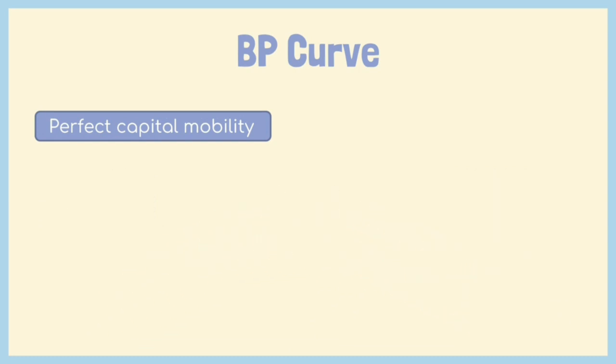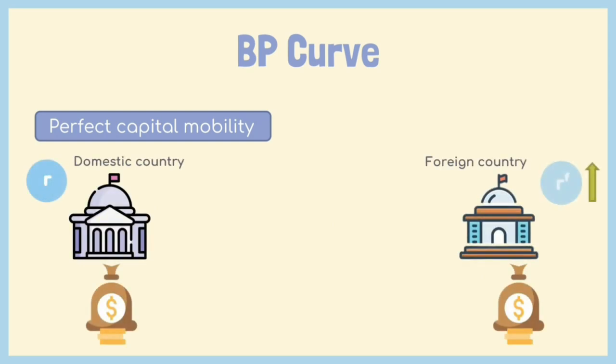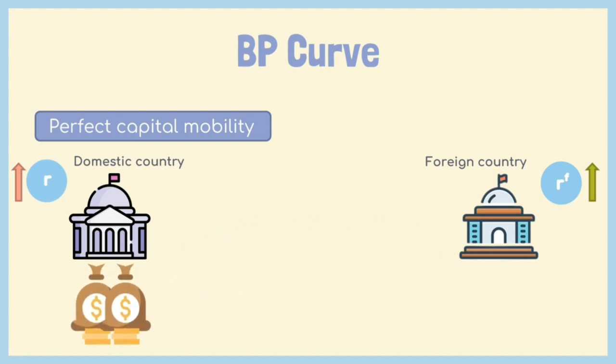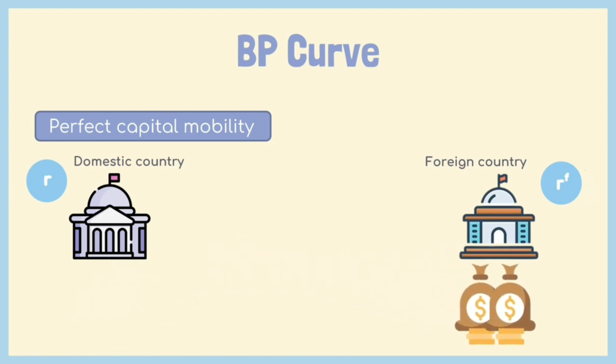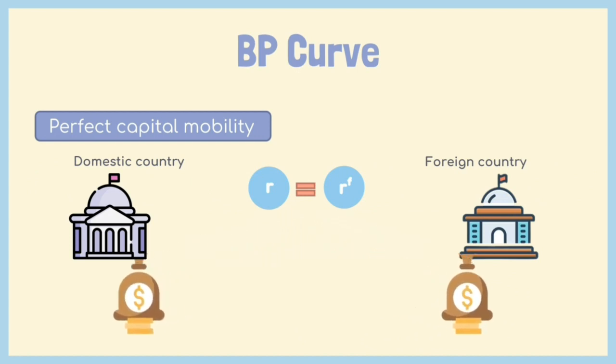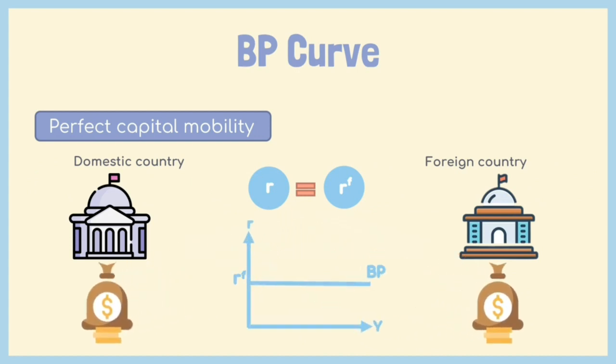So, suppose that there is a sudden increase in the foreign interest rate, and as there is no cost of moving funds at all, people will move all of the funds abroad, leaving no capital left in the domestic country. Therefore, this will cause the domestic interest rate to increase, and then all of the funds will move back to the domestic country. This process ends when the foreign and domestic interest rates are equal. And because of this, we have a flat line BP curve that lies at the foreign interest rate.